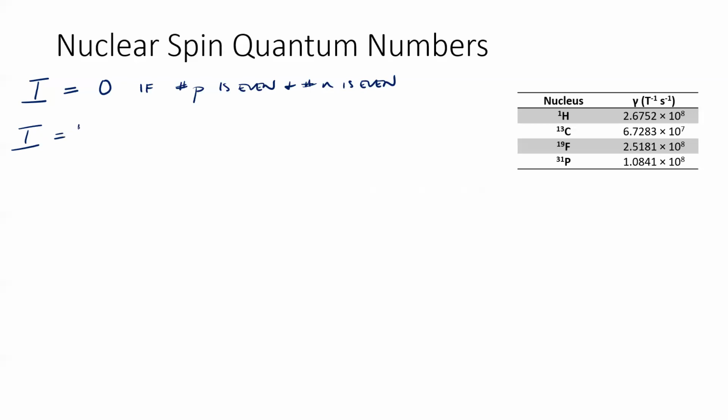I could equal half integer spins, so 1/2, 3/2, 5/2, etc., if either the number of protons or the number of neutrons is odd. The other one has to be even. So another way of thinking about that is that the number of protons plus neutrons is odd.